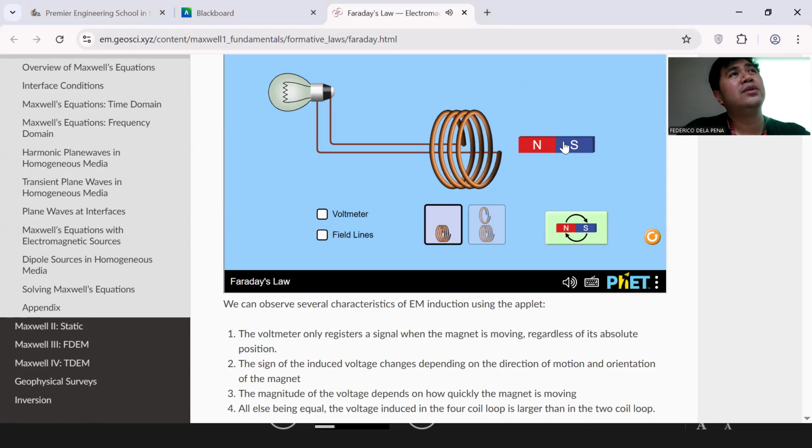Ano yun? Ano malalaglag? Projector? Kaya mo na, malaglag na to, malaglag.